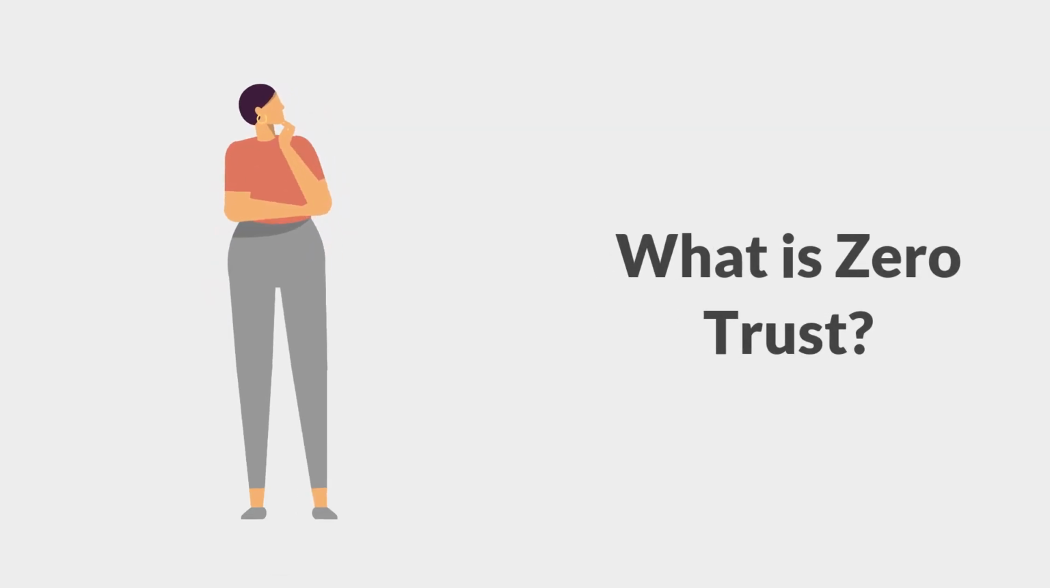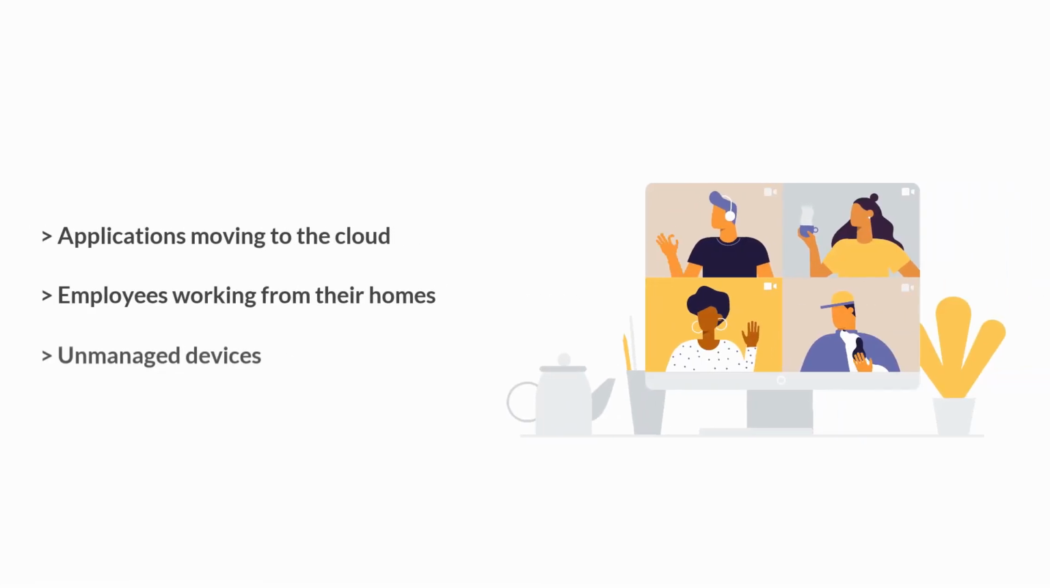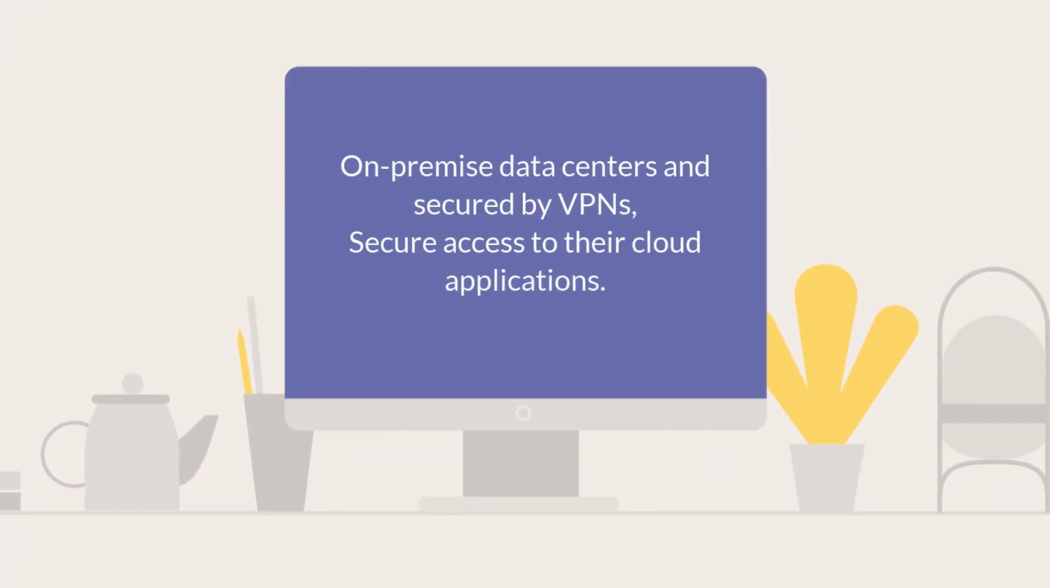There's been a transcendental change in the way we work today, with applications moving to the cloud, and employees working from the comfort of their homes, accessing corporate information on their unmanaged devices. While companies may need to provide access to legacy applications hosted on on-premise data centers and secured by VPN, at the same time, they also need to secure access to their cloud applications.